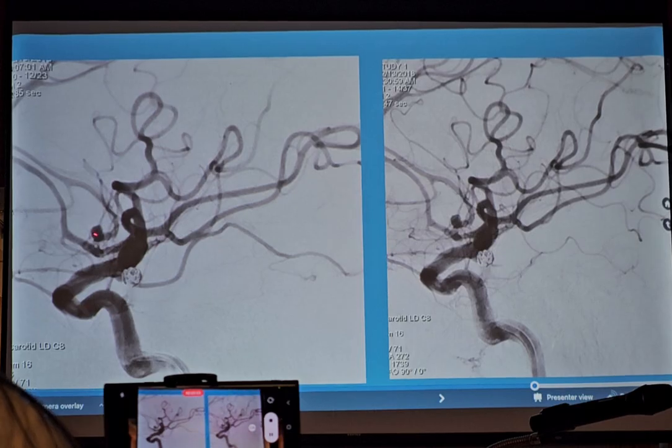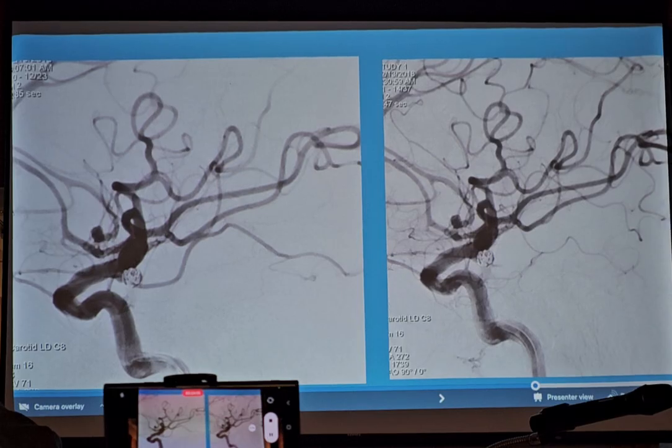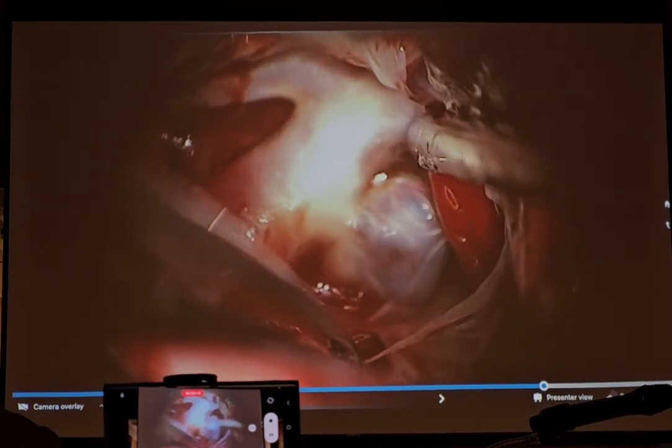This patient had two aneurysms, an ACOM that needed to be clipped. This one was coiled. We felt that that territory was lost. Patient didn't get a deficit. Had to have the ACOM clipped because we didn't know which aneurysm had bled. And this is the operative view.